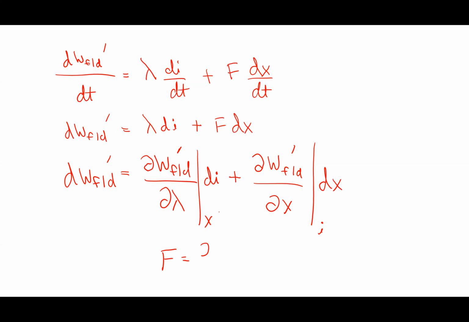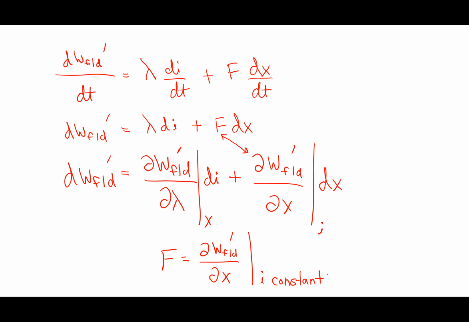Partial derivative. So these two terms here have to be equal to each other. The force F is the partial derivative of the co-energy with respect to x, with I constant. It turns out the force is also equal to the negative partial derivative of the energy with the flux held constant. For reasons that we won't get into, that's an ugly thing to do in a lot of ways. This one's not.